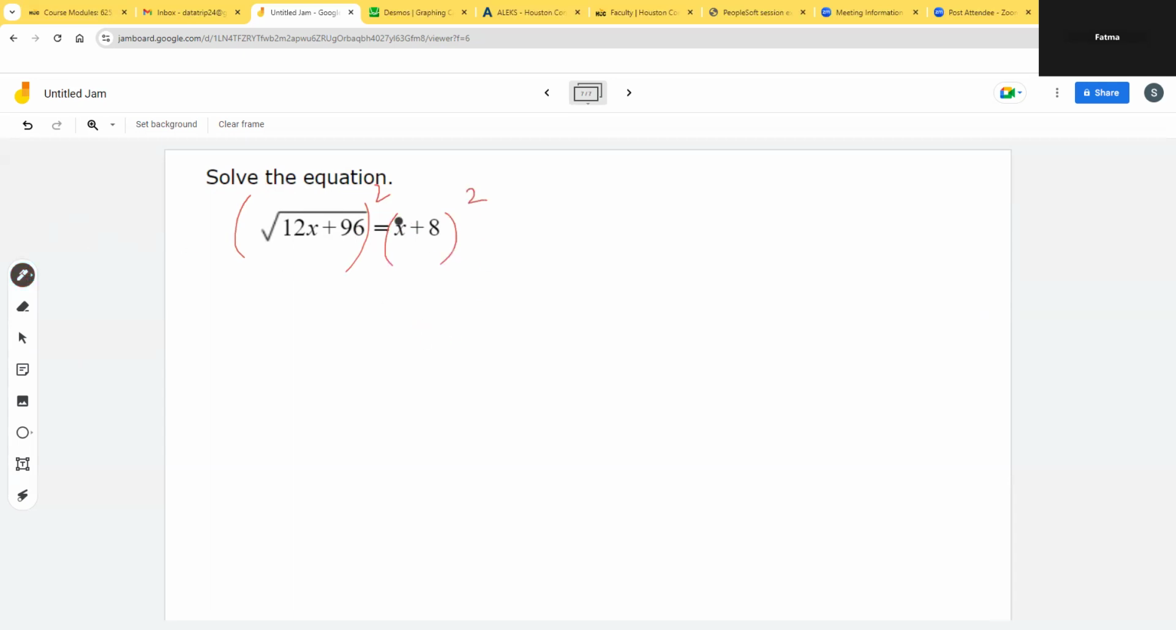Now, what happens when you square the first side? Radical disappears, and the only thing we get is 12x plus 96. Now, is this x squared plus 64? What am I going to do here? We're going to write x plus 8, and then we will write x plus 8 one more time because we're going to FOIL it, right? X times x is x squared. X times 8 is 8x. 8 times x is 8x. And 8 times 8 will be 64.